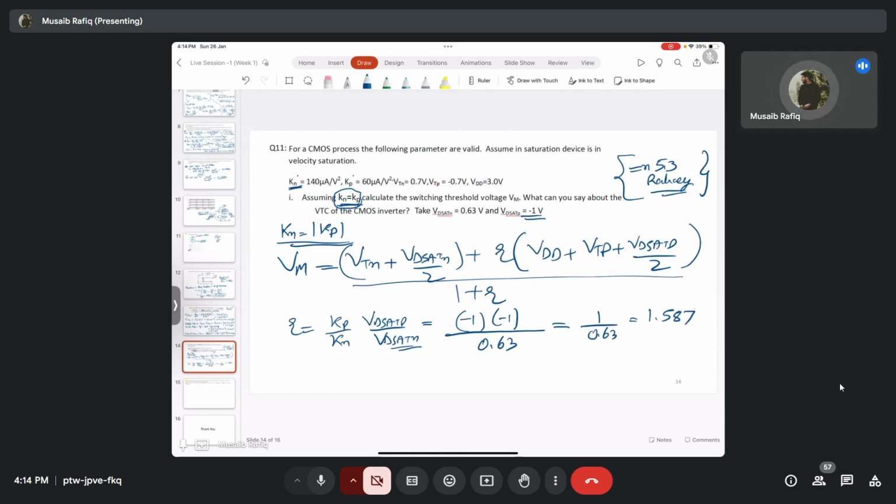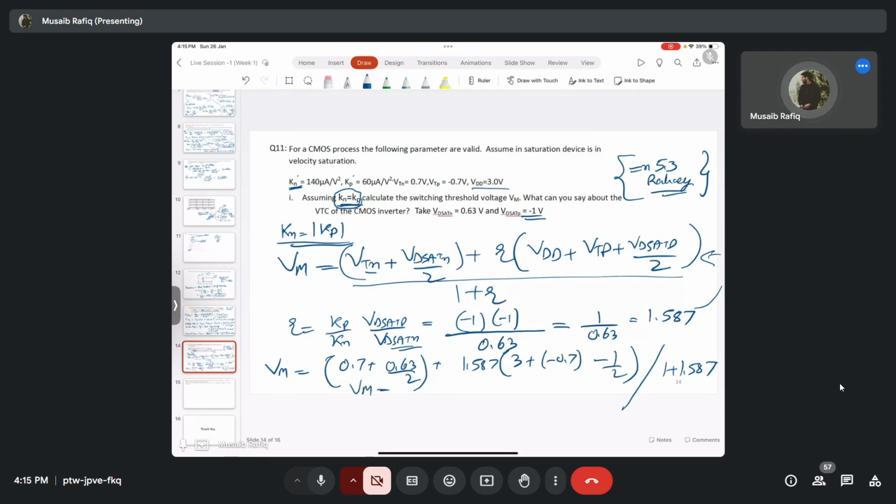Now plug this value of R into this equation. We'll get Vm equal to: VTn is 0.7, VDsat n is 0.63 by 2, plus R is 1.587, we just derived it. VDD is 3 volts, plus VTp is minus 0.7, and VDsat is minus 1, so it's minus 1 by 2, the whole thing divided by 1 plus 1.587. Once you do the maths, you get Vm equal to 1.497, which is approximately equal to 1.5 volt.